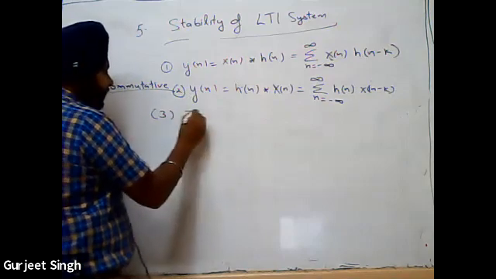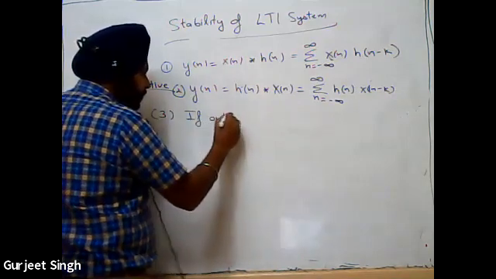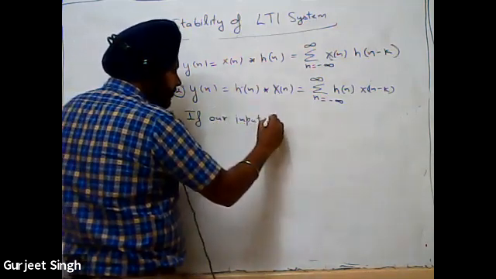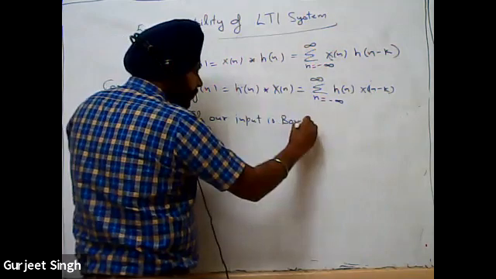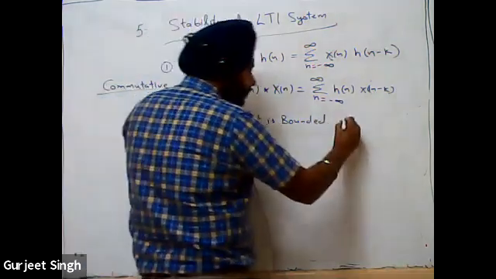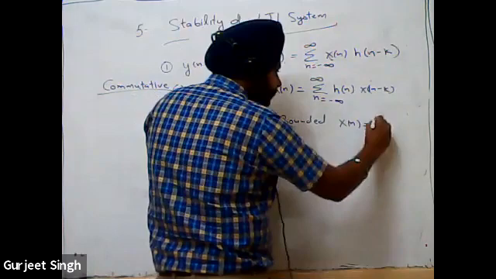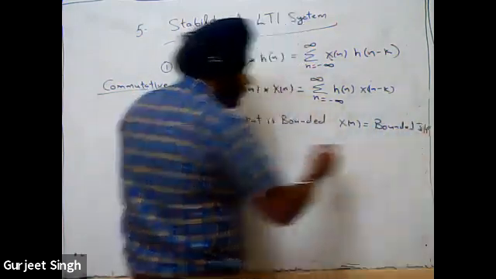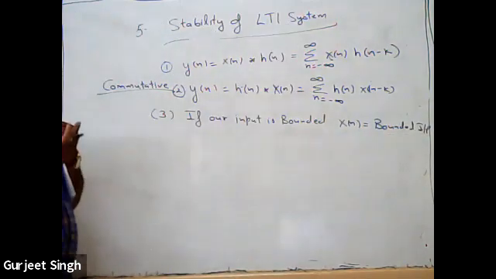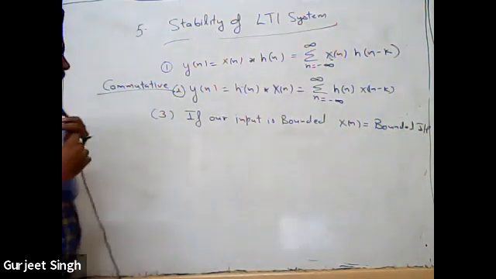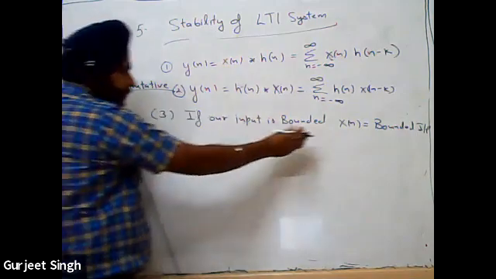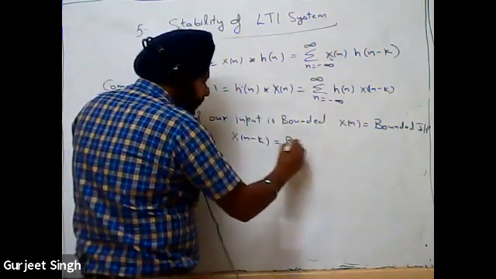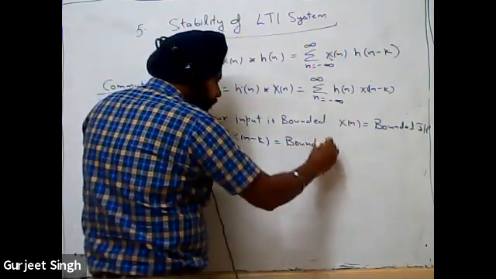Third step, if our input is bounded, means we are having x[n] as the bounded input, then that means if our input is bounded, its delayed version is also bounded.